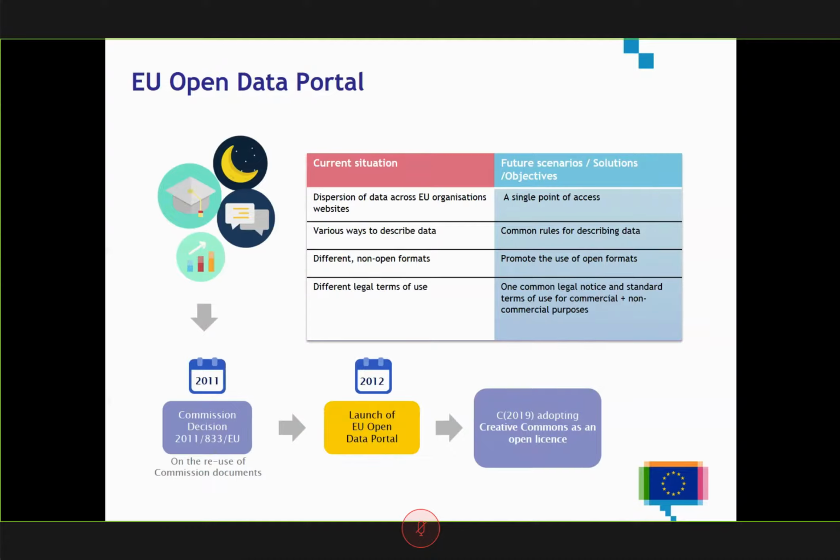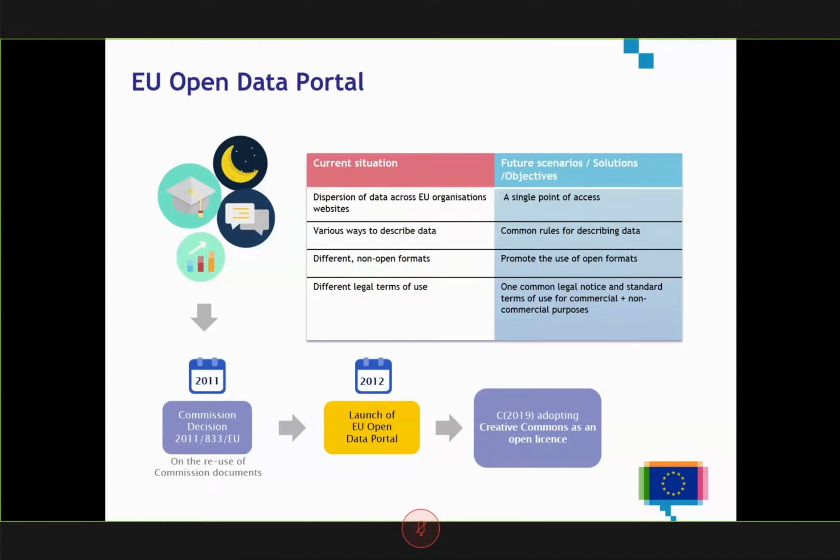So the idea with all this information was to have a single point of access, but not only to have a catalog with all the data from the institutions. We also wanted to establish common rules for describing the data, because there are various ways in each department or office to understand this data. So we want to create standardized rules. From different non-open formats, we want to promote the openness of the data, so we promote the use of open formats, and we also want to establish one common legal notice and standard terms of use for commercial and non-commercial purposes.